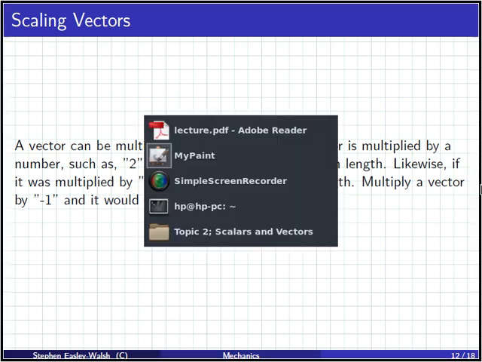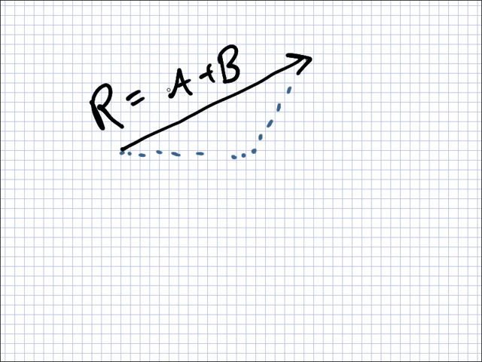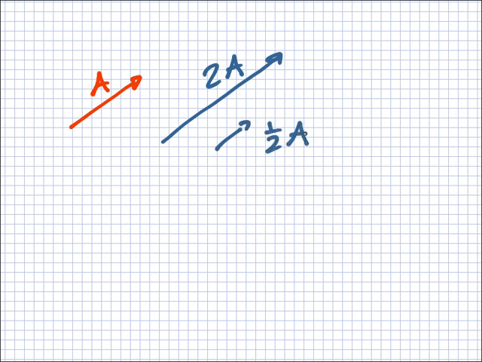So just to draw those 3 examples, let's say this is vector A. Then this one here will be vector 2A. Yeah? And then this one here, a half A. And this one here, what's this one? Minus A.